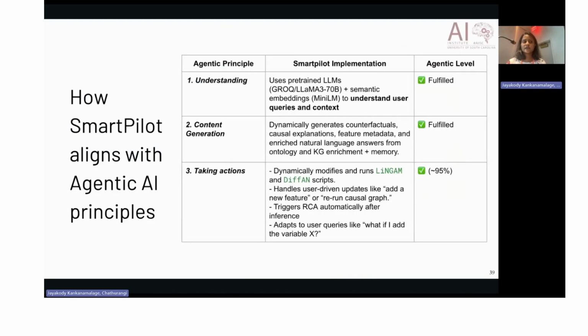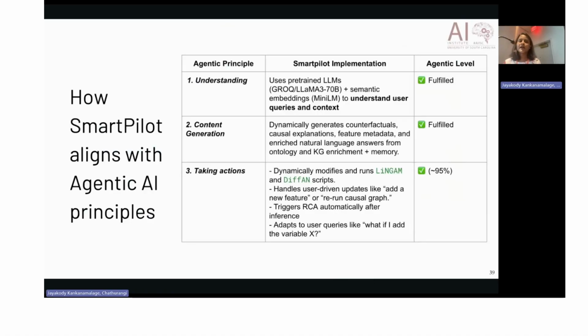And then now let's see how we have incorporated the agentic AI principles in our SmartPilot. So as I explained in the previous section, agentic AI should have three sections: understanding, content generation, and taking actions. So we use pre-trained language models. We use Grok API to access the pre-trained language models. And also we use semantic embeddings to understand the user queries and the context. And here we use semantic embeddings to match the questions into a common space, and then give the relevant answer to the user.